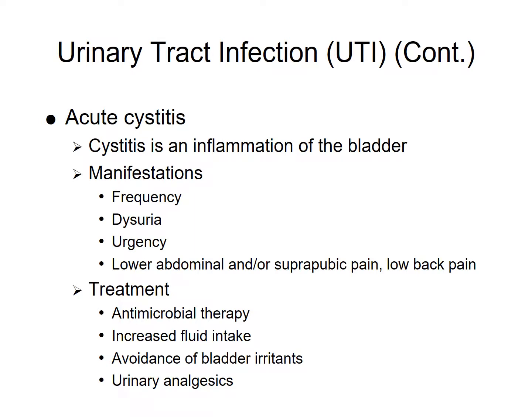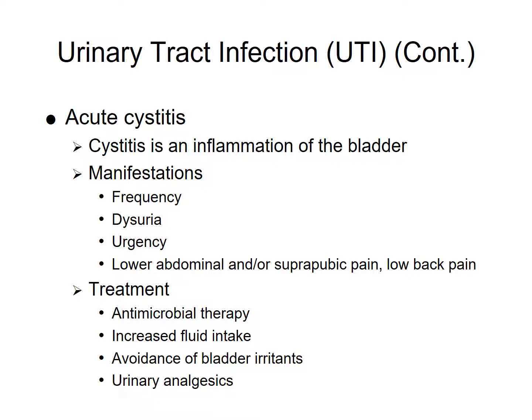The symptoms associated: frequency, painful urination, urgency, sometimes lower abdominal or suprapubic pain. We may have low back pain also. Anytime we have low back pain, I begin to get concerned that this infection is going up to the kidneys. The treatment is antimicrobial therapy, fluids, avoidance of bladder irritants, and urinary analgesics like Azo or Pyridium. Those are antiseptics that help reduce urinary spasms. We don't want any bubble baths, nothing that's going to irritate the bladder, like caffeine is a big irritant. Lots and lots of fluids.